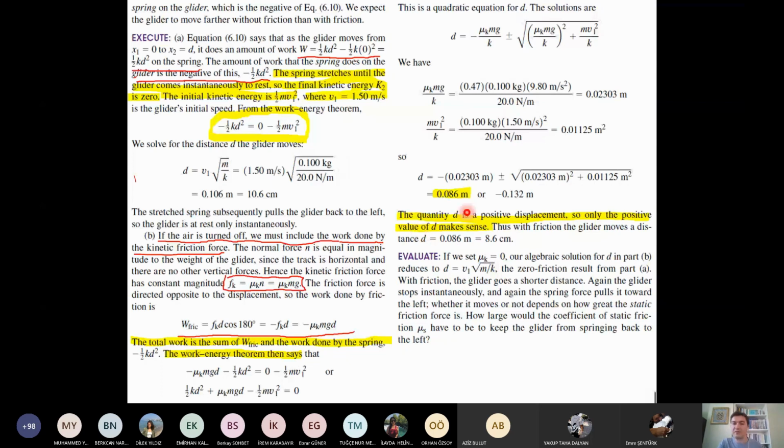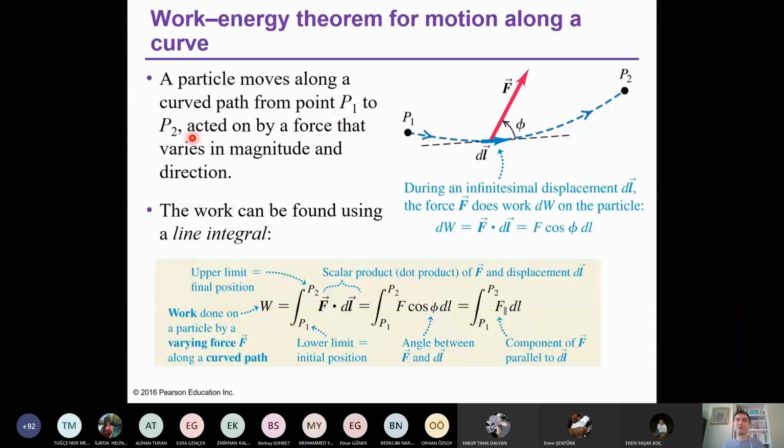If there's friction, this is the maximum distance. But what about the maximum distance if there is no friction? If there is no friction, we have 2 centimeter more distance compared to the distance with friction. Any question here? Okay, let me continue with the work energy theorem for motion along a curve.